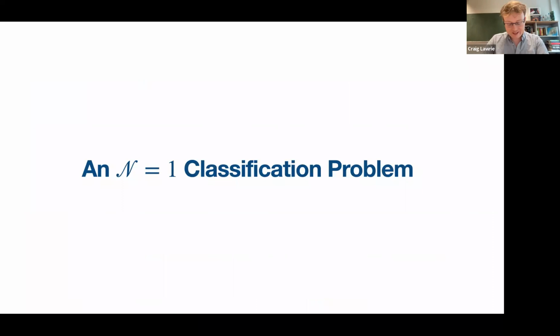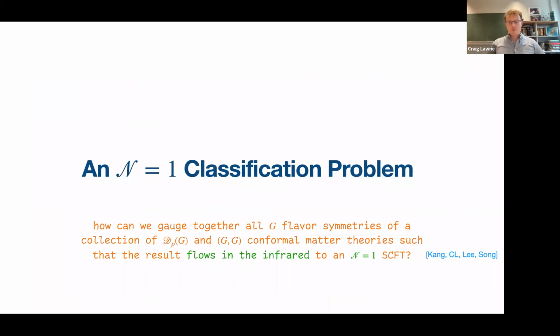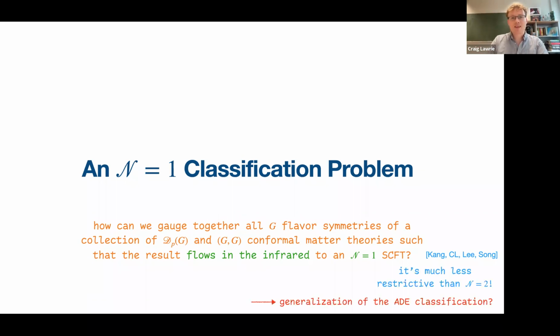So I told you earlier that n equals 1 with A equals C is equally interesting. And now the question becomes a bit more nuanced, as I've highlighted in green. You want to gauge them together in such a way that the result flows in the infrared to an n equals 1 SCFT. That's a slightly different question, because you're free to ask that question at n equals 1, and of course it's much less restrictive than n equals 2. We studied it in this paper here.